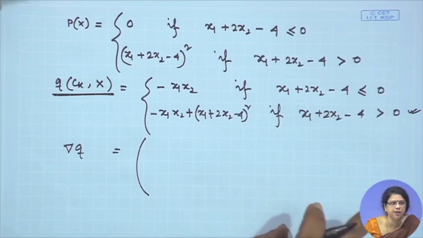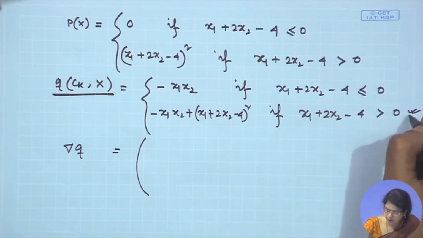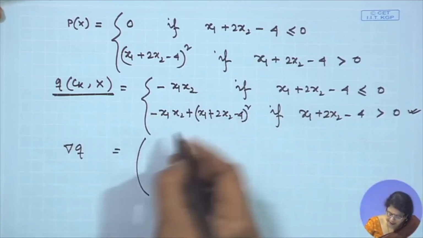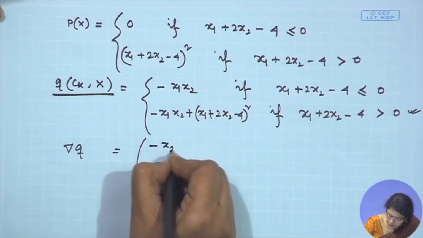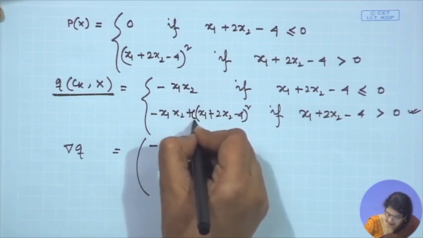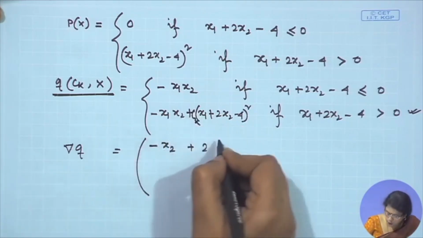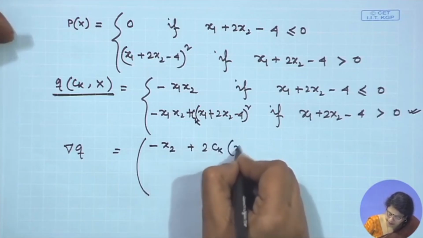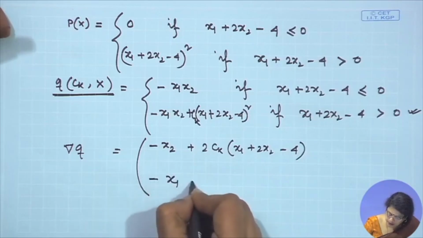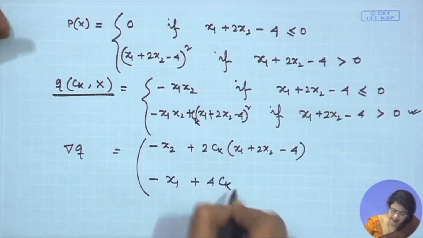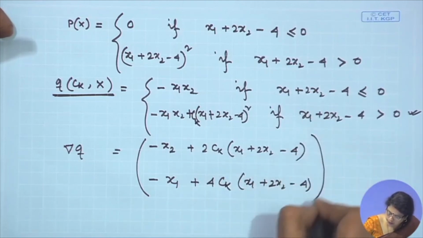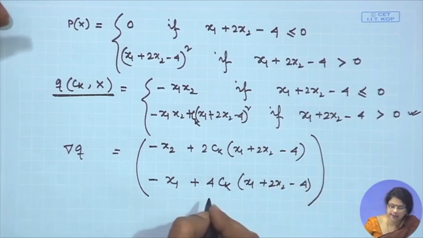All right. For a specific Ck, we will consider the case where the q value is in the infeasible space. That is why, if we just consider the gradient, the first one would be x1 minus x2 plus 2 Ck (x1 plus 2 x2 minus 4), and the second, minus x1 plus 4 Ck (x1 plus 2 x2 minus 4). I forgot to put the Ck here, that must be Ck. Okay. This is the gradient.